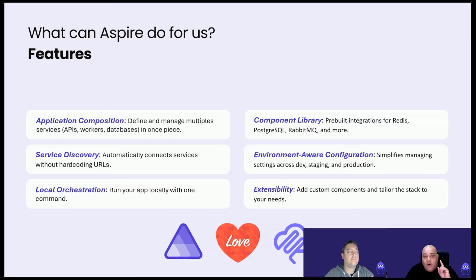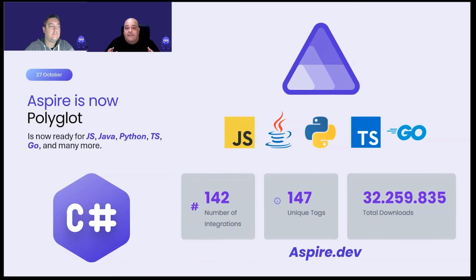And one of the more important things, Aspire loves MCP. But what is MCP? And now, since last October 27, Aspire is polyglot. What does polyglot mean? It's now ready for JavaScript, Java, Python, TypeScript, Go, and many more, and C#. As a curious fact, there are more than 32 million downloads.